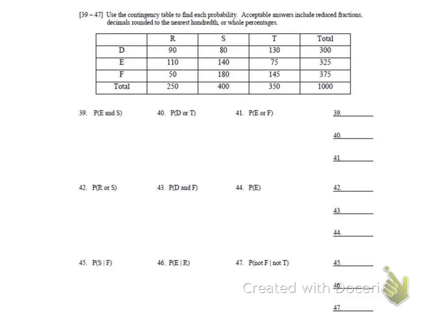So for this one we're looking at E is this row, S is this column. Now, since it says and, we want the overlap, so where they actually both occur. So this one's going to be 140 over 1,000, which is going to be 14 over 100, or 7 over 50. Now, it also wants it as a percent, and that is 14%, which we should have had from right here when it was 14 over 100.